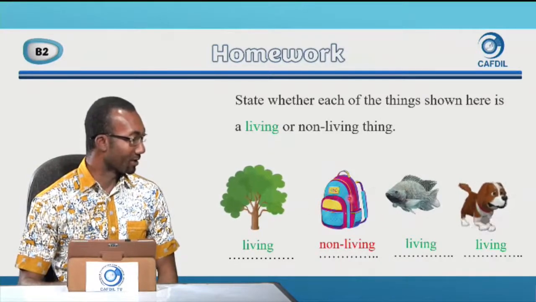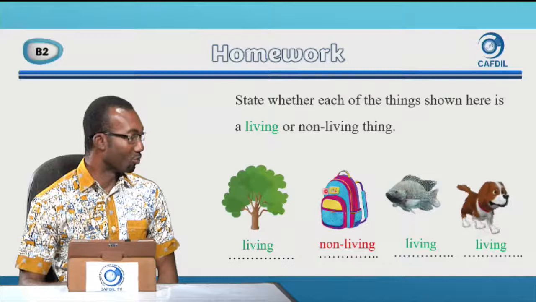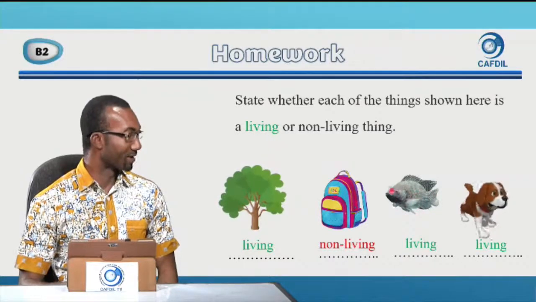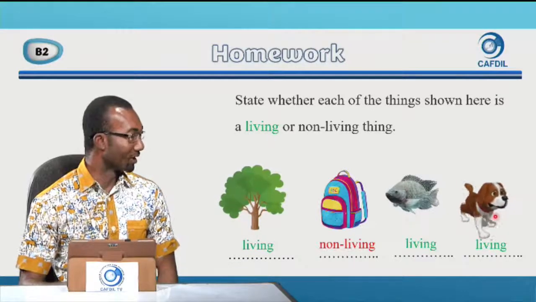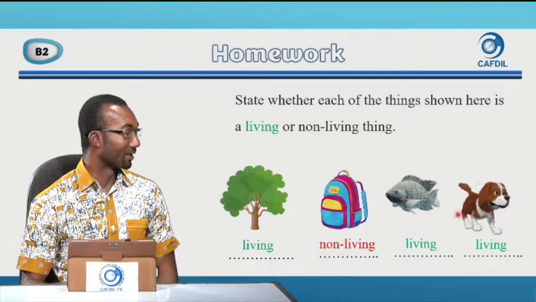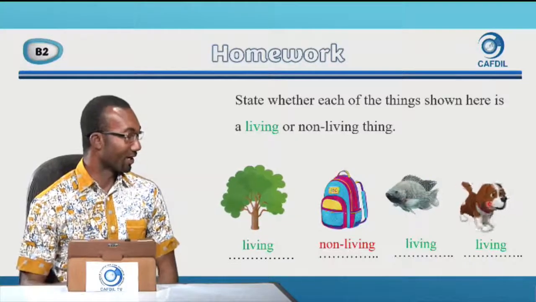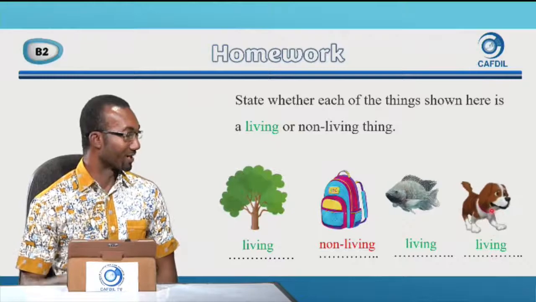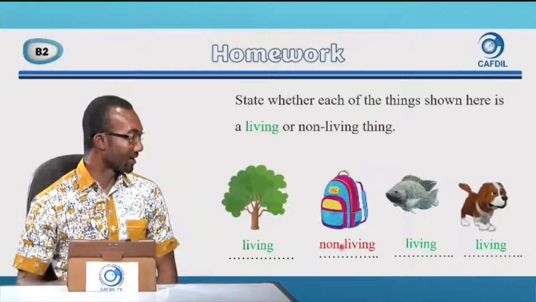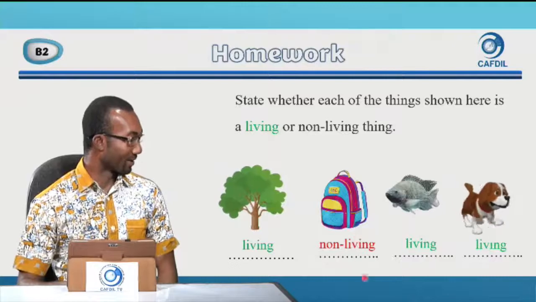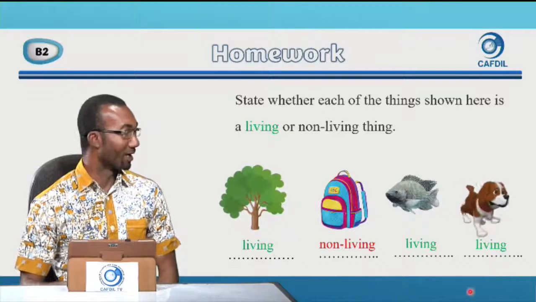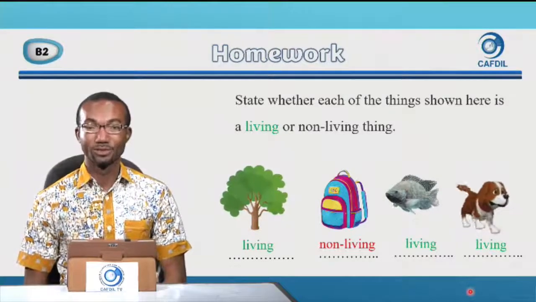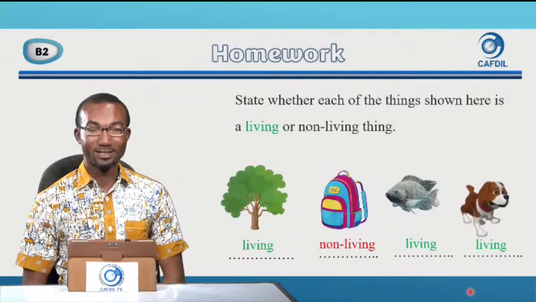The school bag cannot eat, it cannot drink any water, or it cannot move. If you take this fish, it is a living thing. If you take this dog here too, the dog can move, the dog can eat, and the dog can do whatever he wants to do because there's life in the dog. So the answers are tree, living; the bag is non-living; the fish is living; and the dog is also a living thing. Good. I believe you all had the answers right.